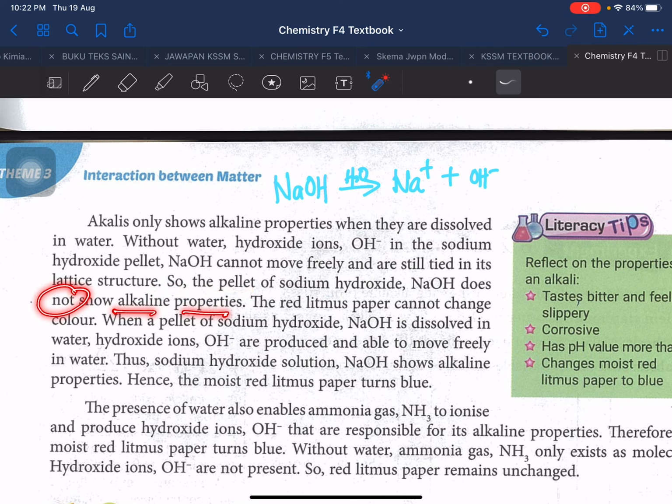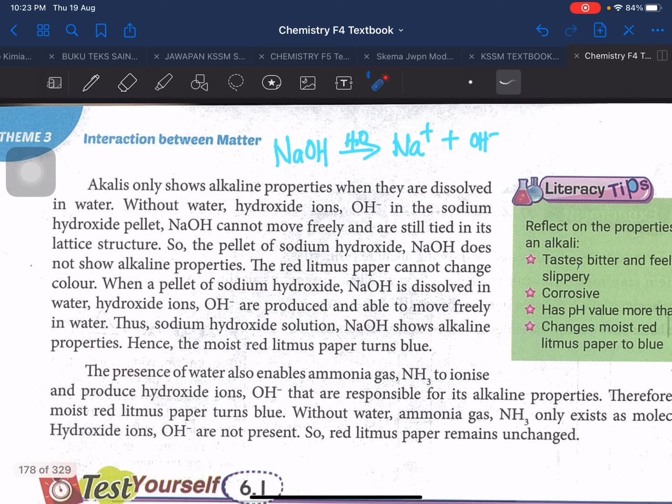If there is no water, it will not show. The red litmus paper cannot change color because it is not moist, because there is no water. When a pellet of sodium hydroxide is dissolved in water, so what is there? Hydroxide ions are produced like this and able to move freely in water. Thus, sodium hydroxide solution shows alkaline properties. It can, because there is water. When there is water, there are OH ions. When there are OH ions, there are alkaline properties. Hence, the moist red litmus paper can turn to blue color.